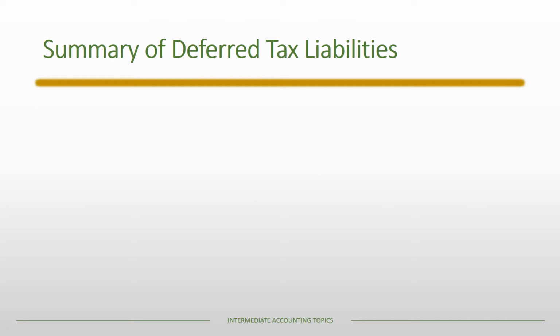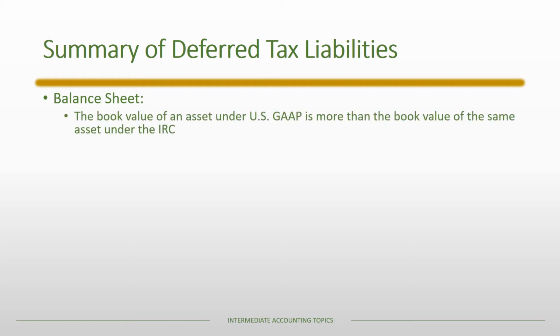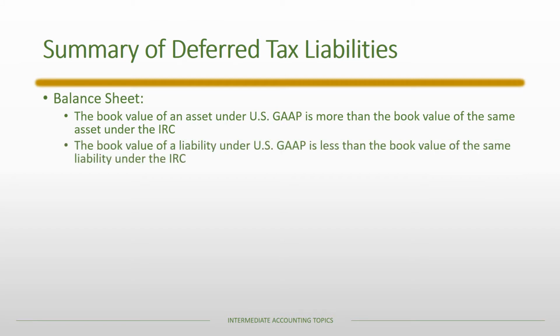All right, so let's talk a little bit more about deferred tax liabilities and summarize the things we've talked about in the previous lectures. First of all, when we're talking about the balance sheet and we're comparing balance sheets, if we have a deferred tax liability, then it must be the case that the book value of an asset under US GAAP is more than the book value of the same asset under the Internal Revenue Code, or that the book value of a liability under US GAAP is less than the book value of the same liability under the Internal Revenue Code. One of those statements must be true if we have a deferred tax liability.